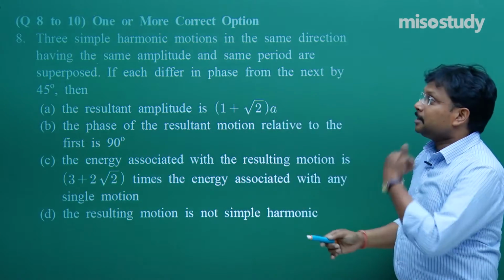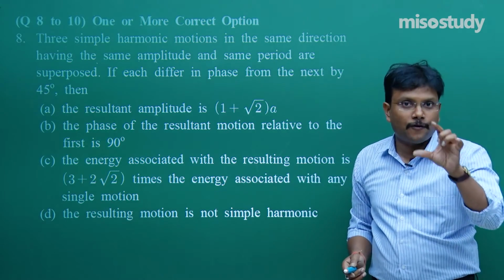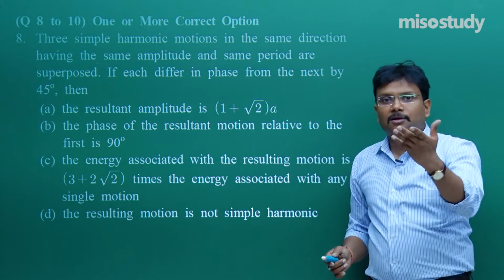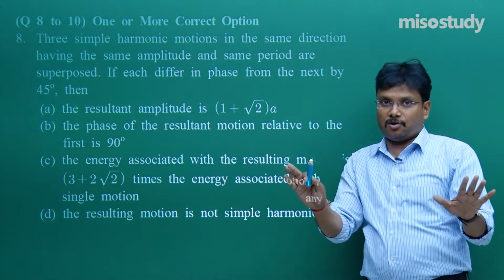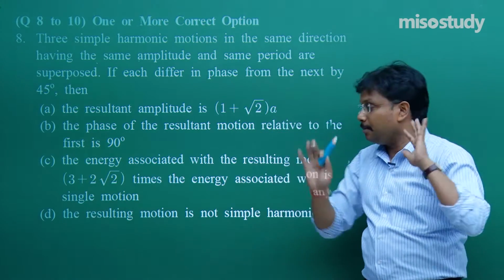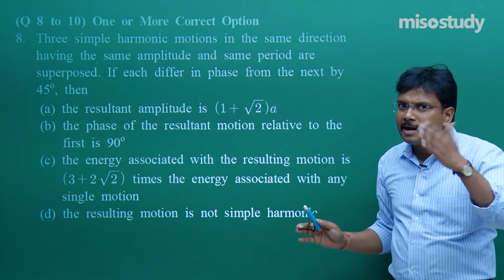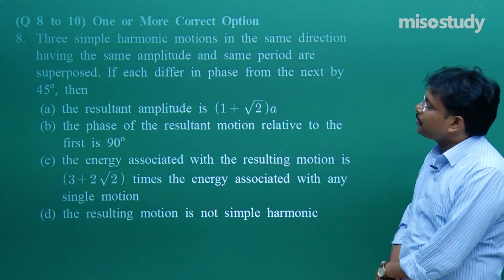Because this is the second pattern of the JEE Advanced exam. Initial 4-5 questions, only one correct option. Second category is 3-4 questions where more than one correct option may be possible. 1 maybe, 2, 3, 4 maybe. So what are the options, we will definitely analyze later on. First we will try to understand what is given in the problem.